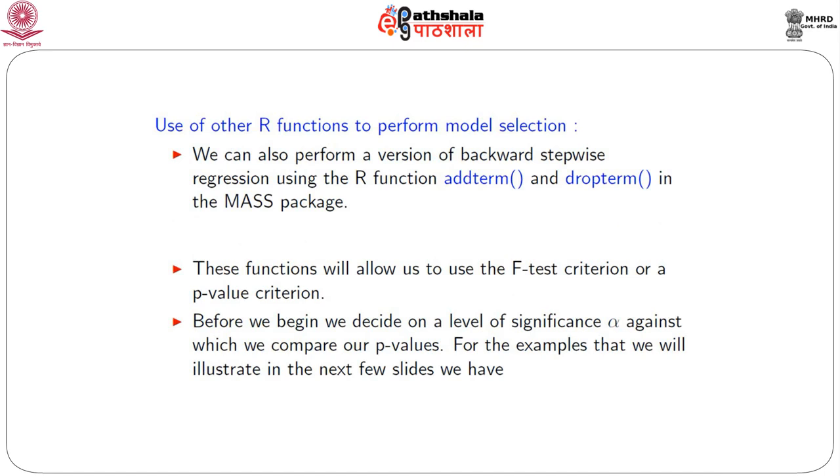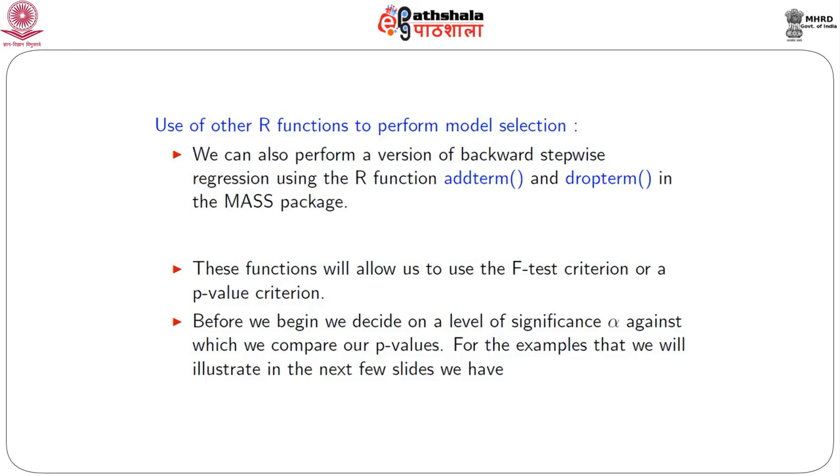The use of R functions to perform model selection. Here we will talk about two other functions in R that we can use to select significant variables for a regression model. We can perform a version of backward stepwise regression using the R functions addterm and dropterm, which are in the package MASS. These functions will allow us to use the F-test criteria or a p-value criteria.